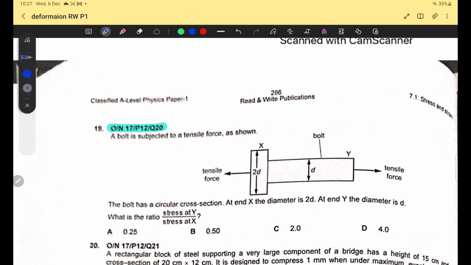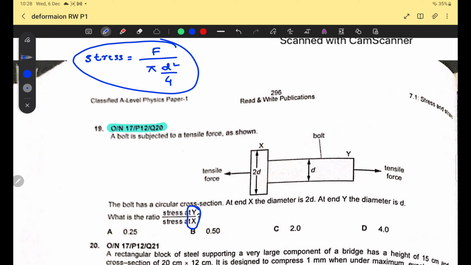Yes. And we are going to calculate the stress ratio. So first I am writing the formula of stress. You know that stress is equal to force per unit area. And in this question, area is in the form of diameter, so I am writing pi d square upon 4. However, which quantities will be same for wire X and for wire Y? Which quantities are constant in this equation and which should I cut?